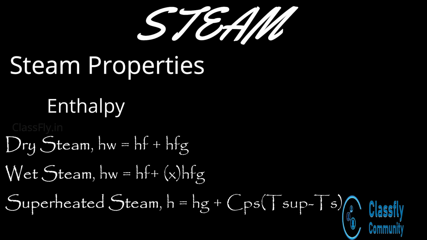For dry steam, it is denoted by hf plus hfg. For wet steam, it is denoted by hf plus x hfg, and for superheated steam, it is denoted by hg plus Cps into (Tsup minus Ts), where hf is the sensible heat, hfg is the latent heat, x is the dryness fraction, hg is the total enthalpy of the dry steam, Tsup is the superheat temperature, Ts is the saturation temperature, and Cps is the specific heat of superheated steam.